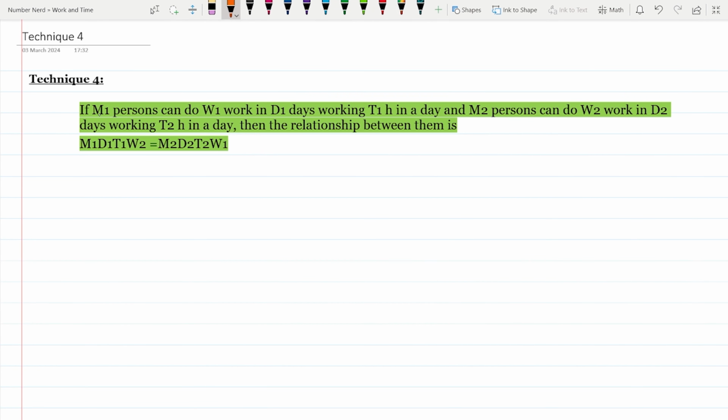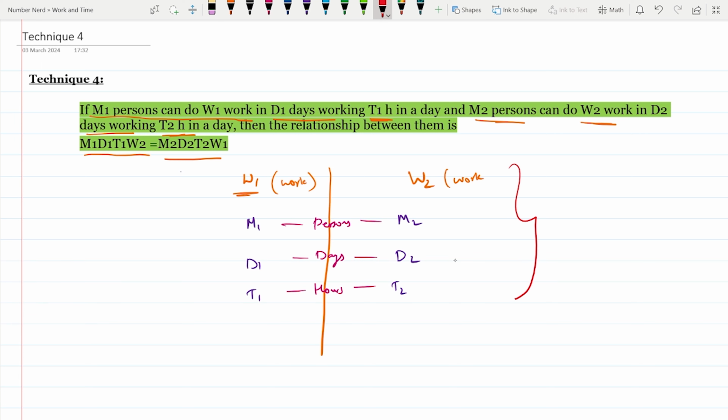Technique 4 says if M1 persons can do a work W1 in D1 number of days working T1 hours in a day, and M2 persons can do W2 work in D2 number of days working T2 hours in a day, then the relationship between them is M1 into D1 into T1 into W2 is equals to M2 into D2 into T2 into W1. Let's write the details which are mentioned in the question. So these are the details given in the question.